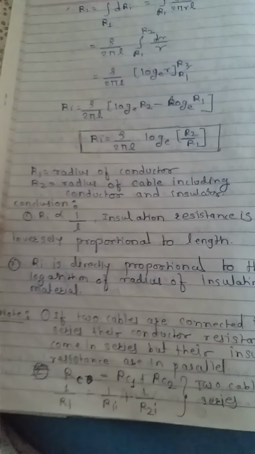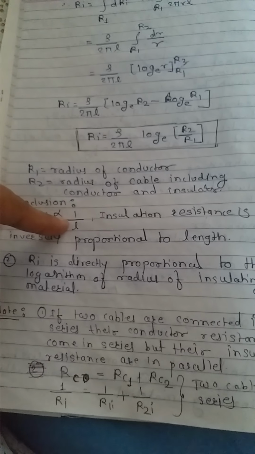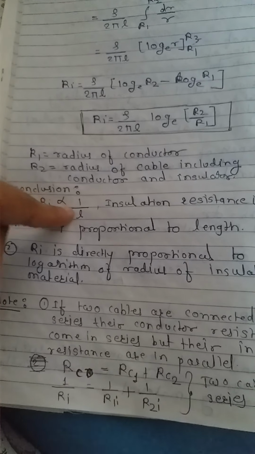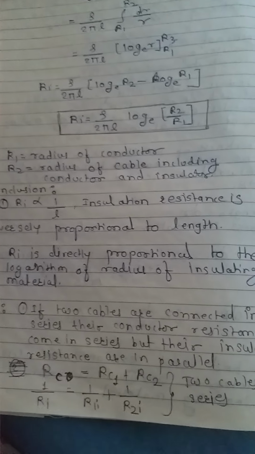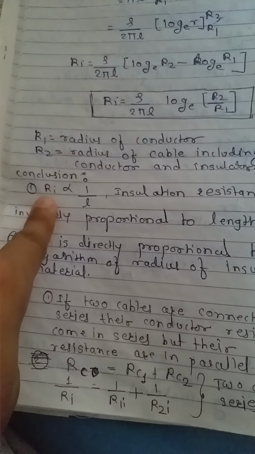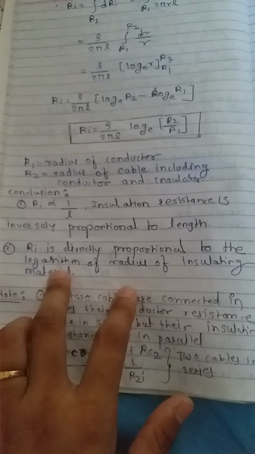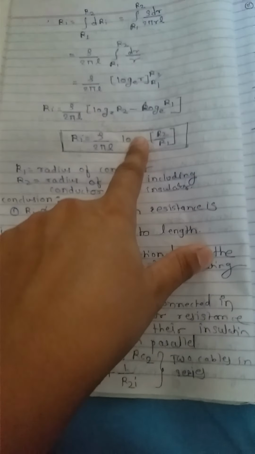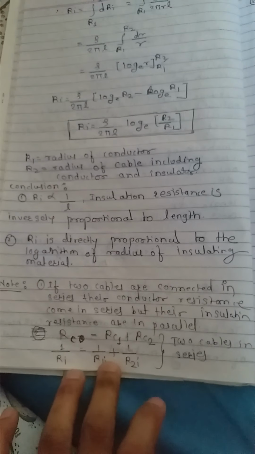Now from this we can say that insulation resistance is inversely proportional to length, correct? But the normal resistance formula is R is equal to rho L by A. So conductor resistance is directly proportional to length and insulation resistance is inversely proportional to length, okay, that is the difference. Next, insulation resistance is directly proportional to the logarithm of the radius of the insulating material, correct? Logarithm.